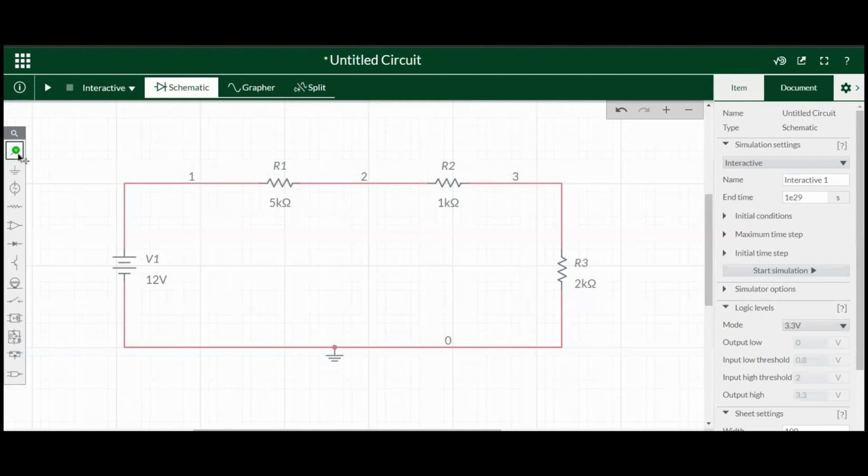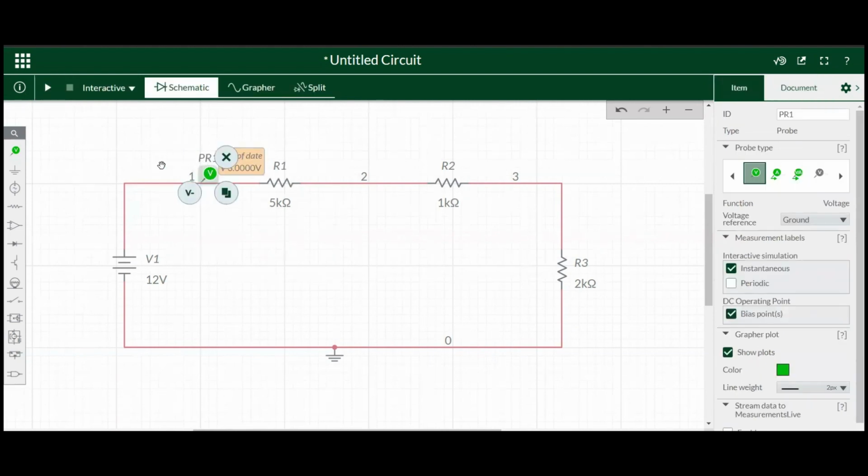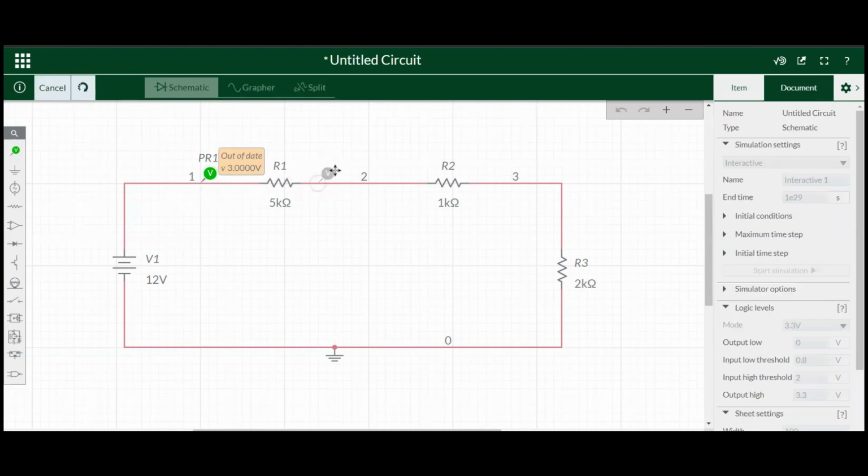Now let's add some voltage and voltage reference probes to measure the voltage across each resistor. Pay close attention to where I am placing the probes. Clicking the V- will give you a voltage reference probe for the respective voltage probe.